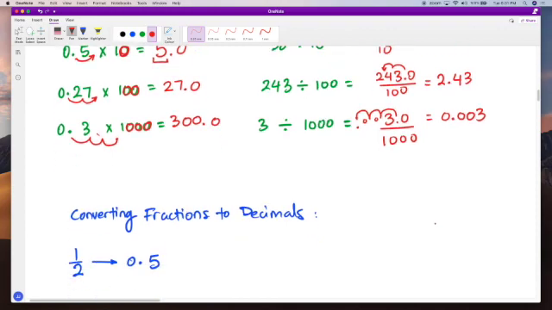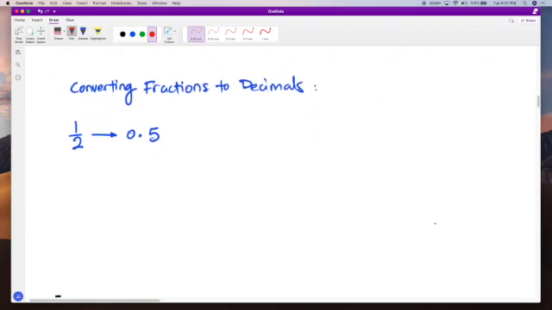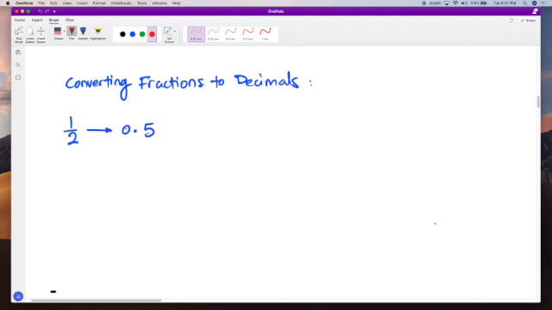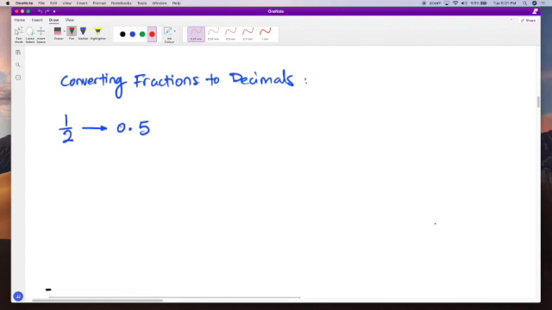Let's go. Converting fractions to decimals. We know that a half is equal to 0.5, but how do we go from a half to 0.5? Well, what we have to do is we have to do the dreaded long division, right? So what you have to remember is this is 1, and that 1 is being divided by 2.